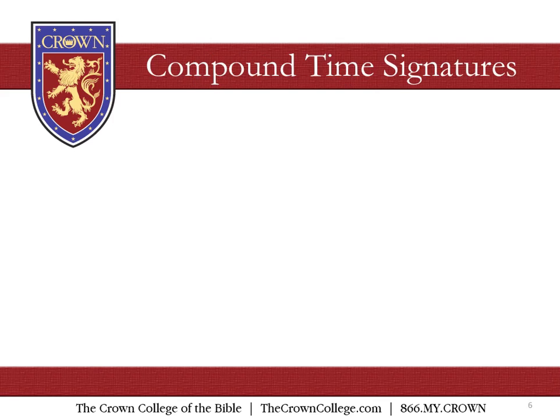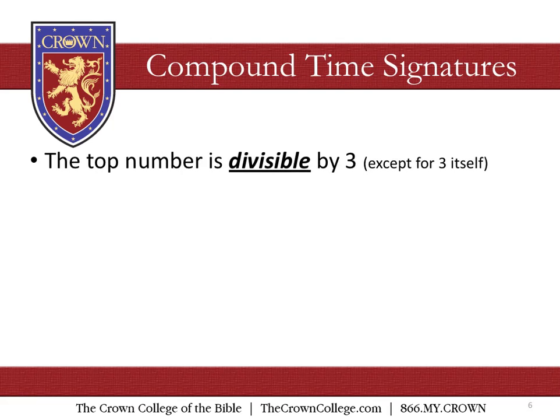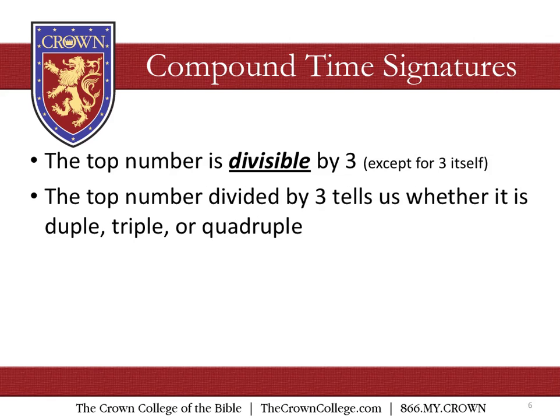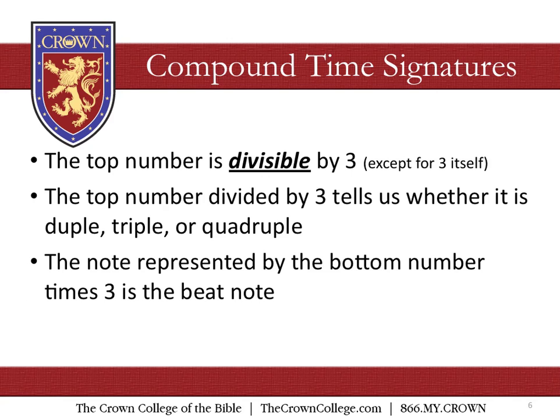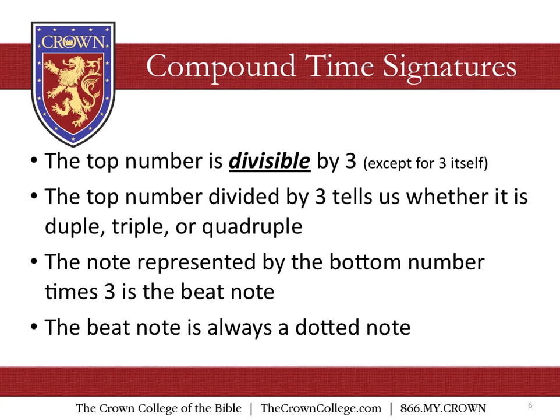What about compound time signatures? In a compound time signature, the top number is divisible by 3, with the exception of 3 itself. Also in a compound time signature, the top number, when it's divided by 3, tells us whether it's duple, triple, or quadruple. The note represented by the bottom number times 3 is the beat note. The beat note of a compound time signature is always a dotted note.